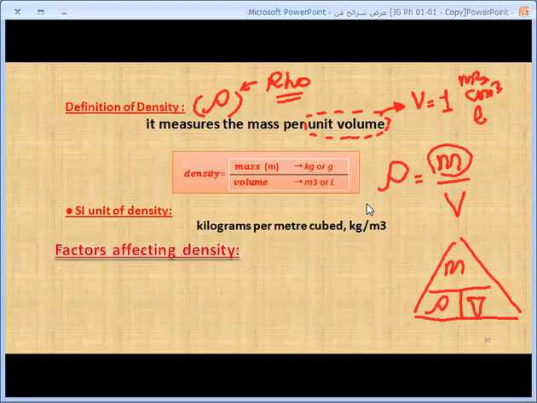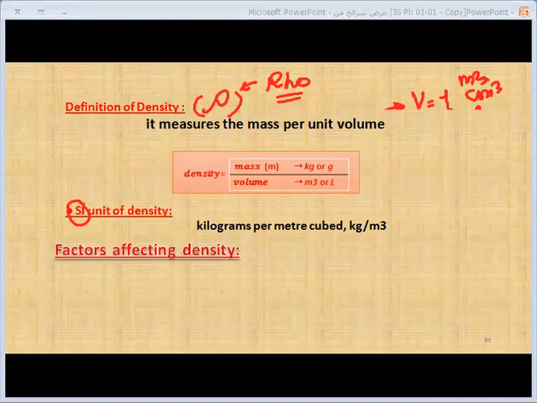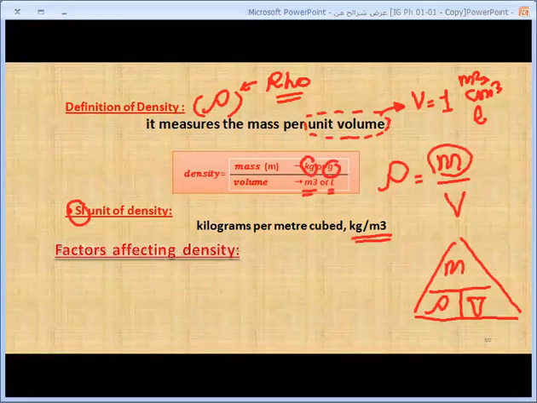Well, what are the factors affecting density? First of all, let's talk about the measuring unit of the density. The mass is measured in kilograms or grams. The volume is measured in cubic meters or liters. So the SI unit of density is kilogram per cubic meter. But I can say, Mr., gram per liter, yes, gram per cubic centimeter, yes, you have no problem. But if I ask you what is the SI unit, you have to say the SI unit, nothing else.